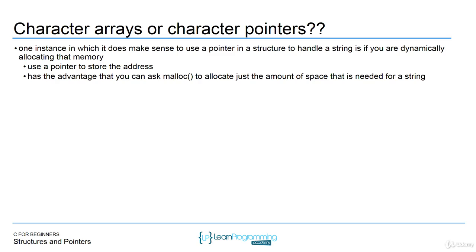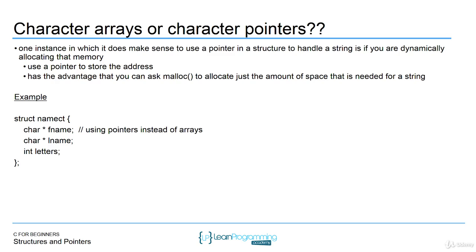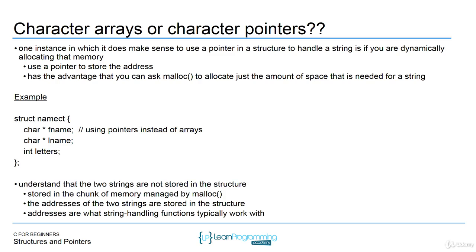So you're going to use malloc on any pointers created inside of a struct. In this case, you have a struct named nameCount. You have two character pointers, fname and lname, and then you have an int, letters. The two strings inside here are not stored in the structure. We only create memory for the pointers, which contain addresses.